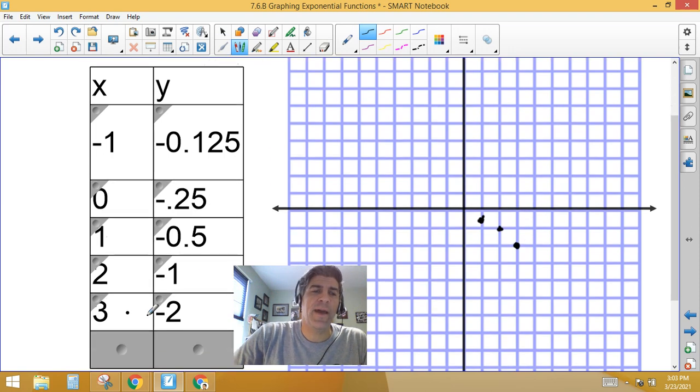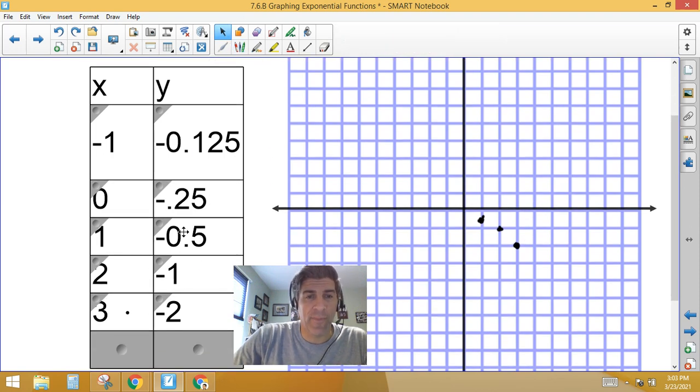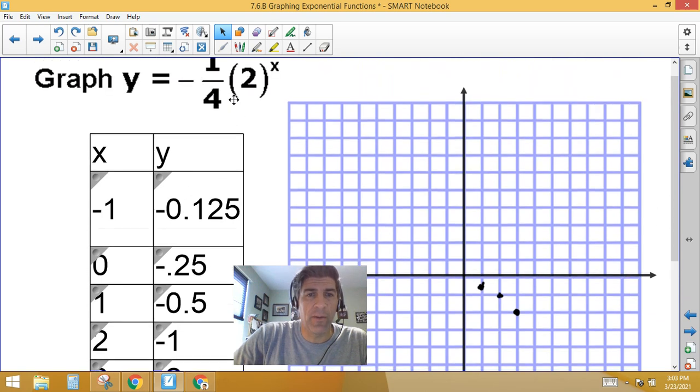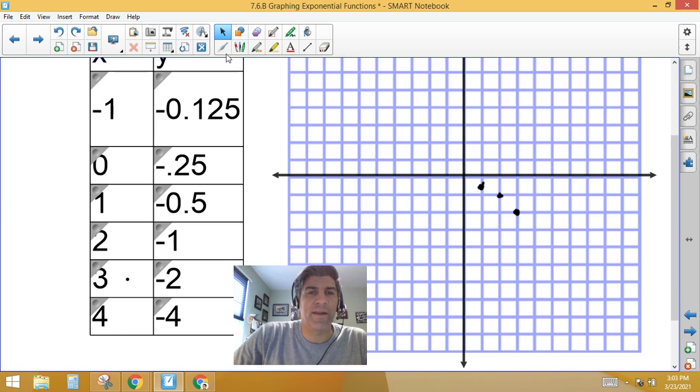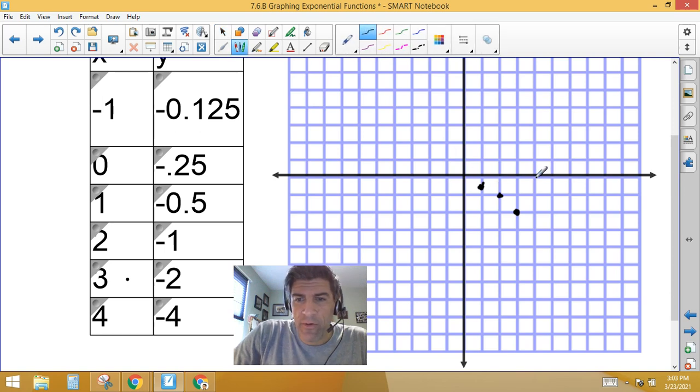And now I'm starting to see the pattern here. Well, the pattern is continually doubling. And the reason it's doubling is because my base here is 2. But if I plug 4 in, I get negative 4. So if I go over to 4, I go 1, 2, 3, 4. And here I have my graph. And I would probably maybe even want to go one more. If I go to 5, I know that's just going to be negative 8.